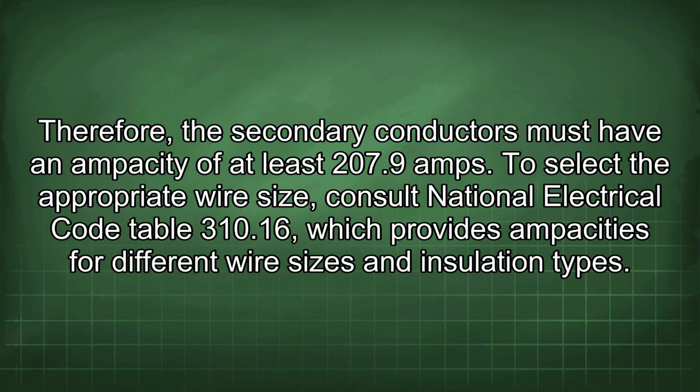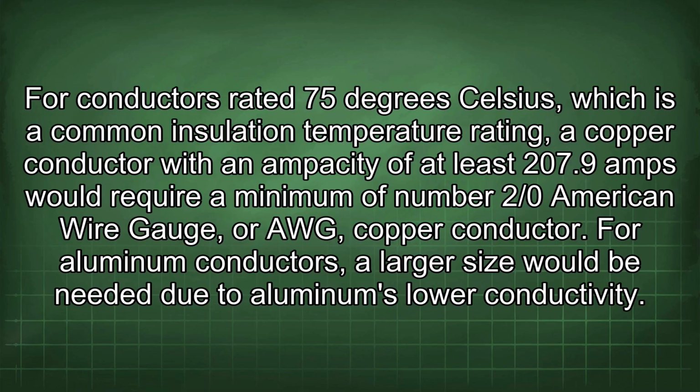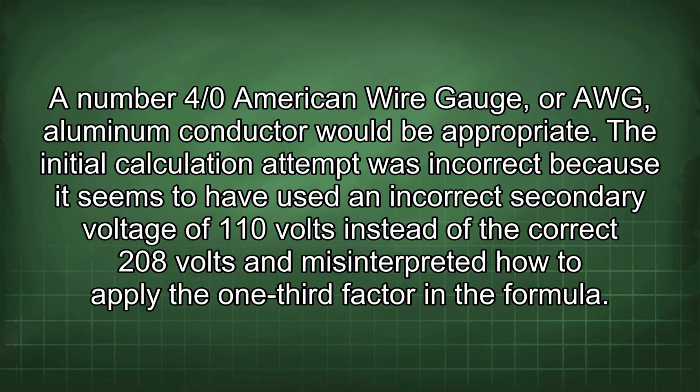To select the appropriate wire size, consult National Electrical Code Table 310.16, which provides ampacities for different wire sizes and insulation types. For conductors rated 75 degrees Celsius, which is a common insulation temperature rating, a copper conductor with an ampacity of at least 207.9 amps would require a minimum of number 2/0 American wire gauge, or AWG, copper conductor. For aluminum conductors, a larger size would be needed due to aluminum's lower conductivity. A number 4/0 AWG aluminum conductor would be appropriate.